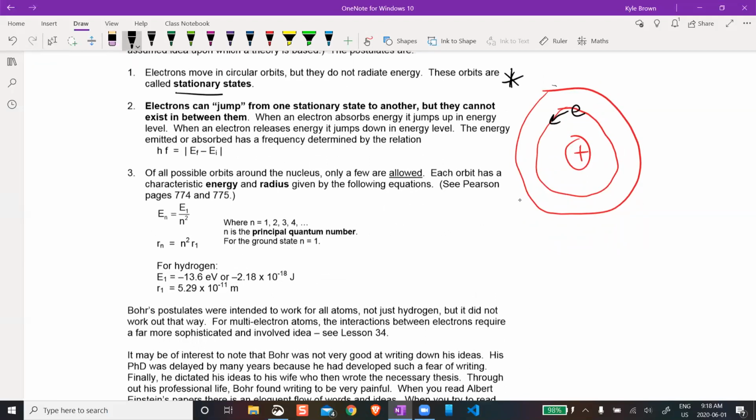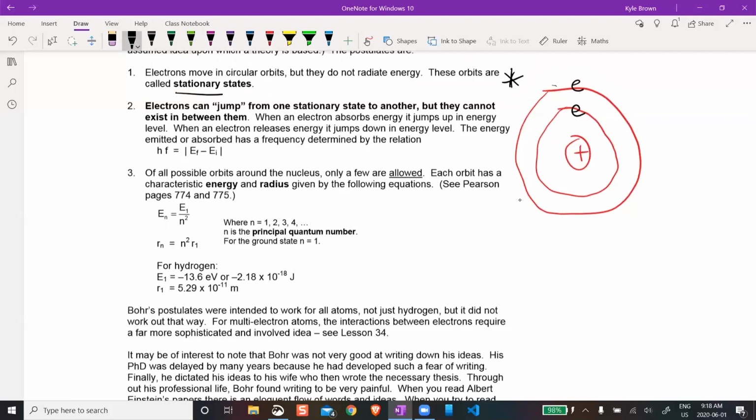All right, the next one, and probably the weirdest one. Electrons can jump from one stationary state to another, but they cannot exist in between them. Let's talk about why that is a weird idea. He's saying that this electron could be in this orbit, or it could be in this orbit, going around and around, and nowhere in between, right? So this electron here can jump up to there, but you would never find it in the middle anywhere. It's here, and then it literally transports from there to there, right?